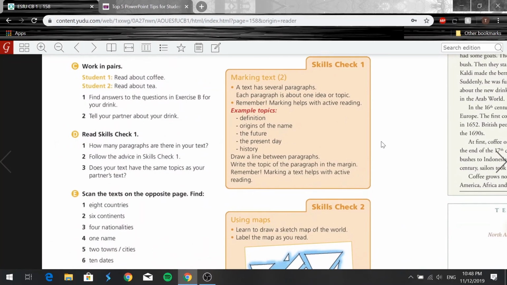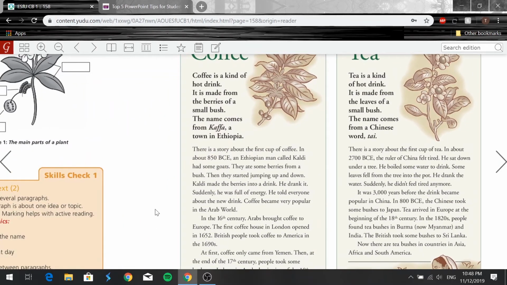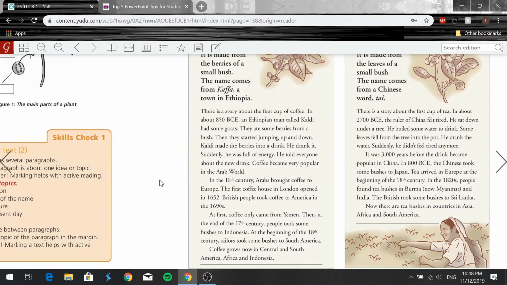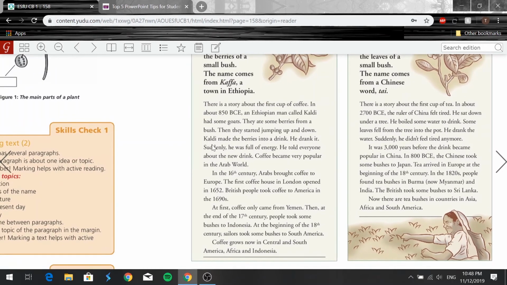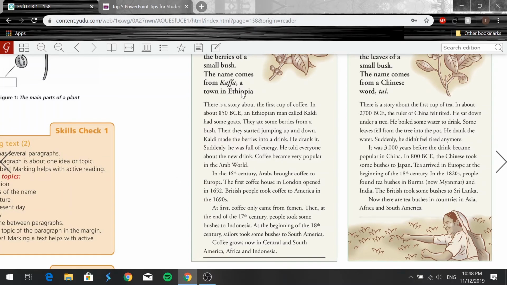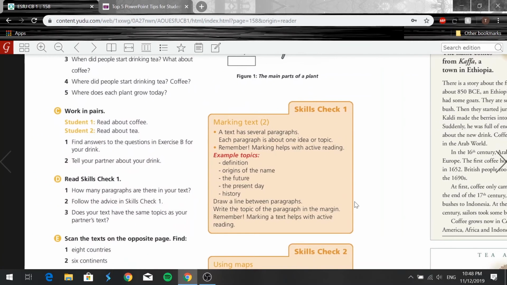We need 1 name. I think that this one's pretty simple. We have Kaldi, the name Kaldi, and coffee. Okay? Right here. What about towns or cities? Well, it's only in coffee, and we have city name Kaffa, and also London. Okay? London right here.